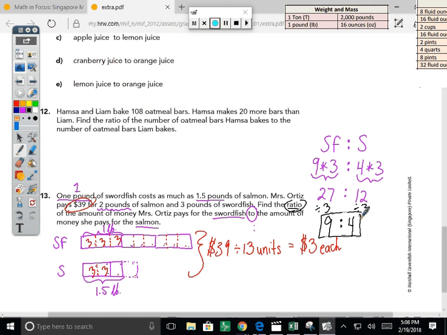The swordfish was more expensive. It took 9 times as much. Well, that's not quite true, but it's a comparison of 9 compared to 4, or 9 to 4 with the price. Meaning there are 9 units over here, 9 of them, compared to 4 at the bottom for the salmon.